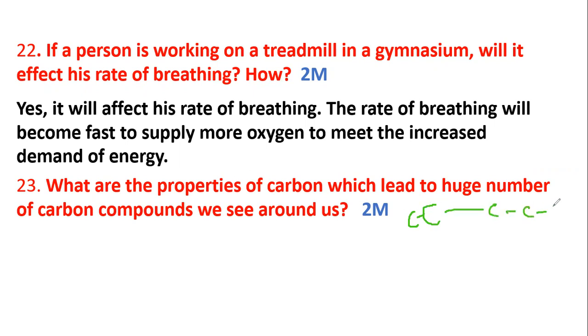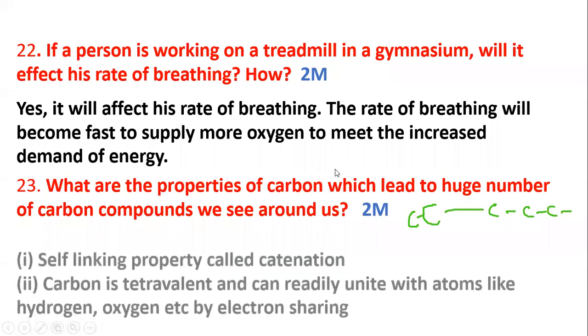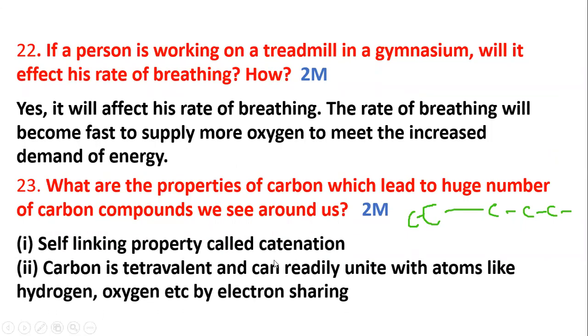Carbon forms bonds with other carbon atoms. That property is called catenation. Do you remember catenation? Due to catenation, carbon forms a large number of compounds. Long chains form. This self-linking property is called catenation. This is one of the reasons why carbon forms a huge number of compounds.